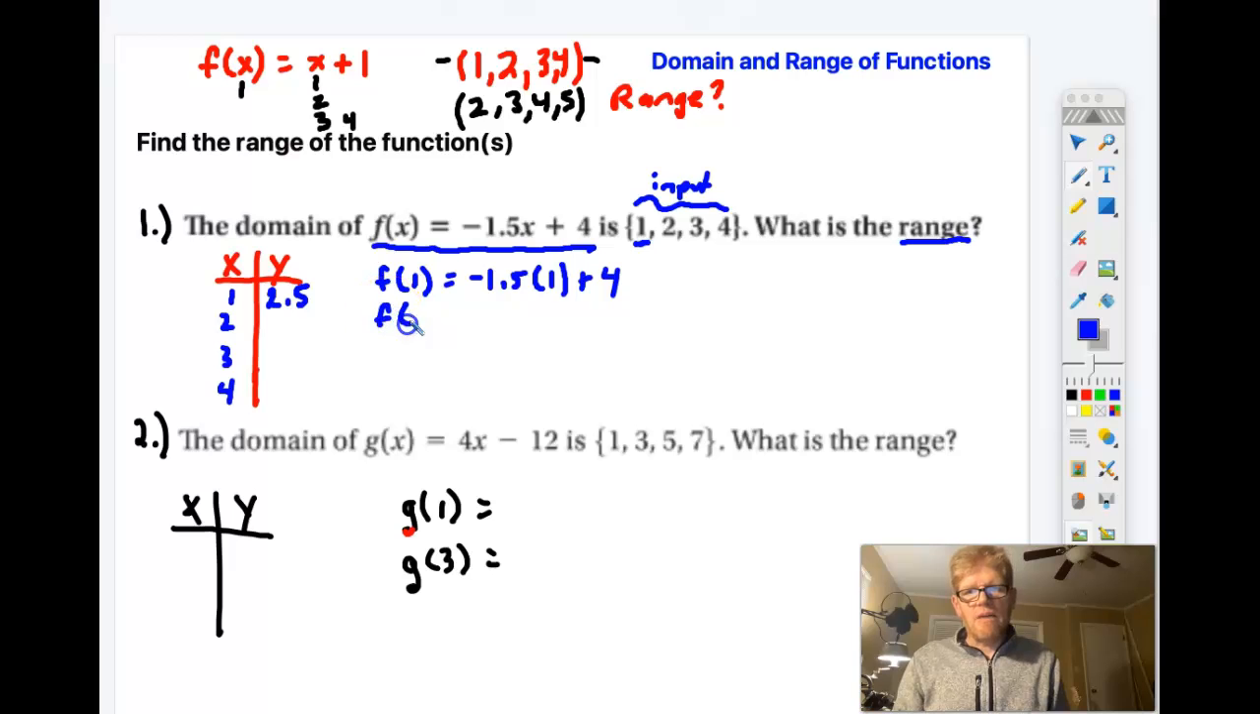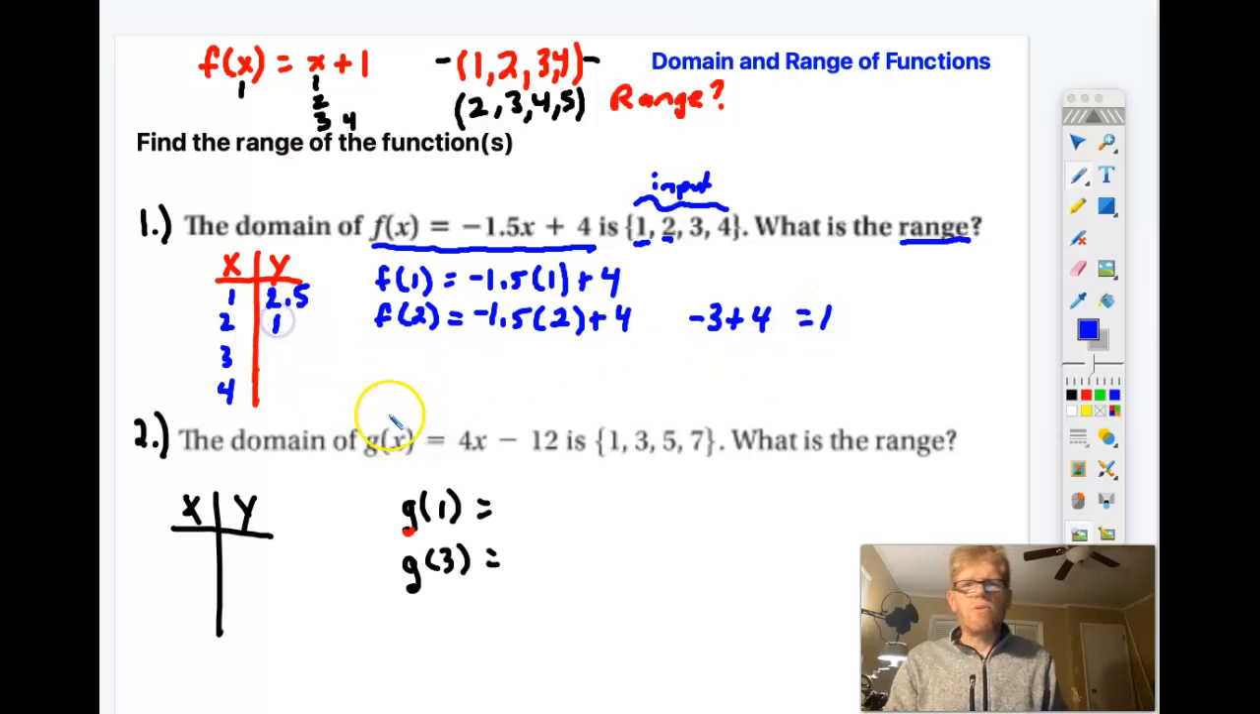And then we would do it again, f for a value of 2. We plug in the 2. It's going to be negative 1.5 times 2 plus 4. Well, negative 1.5 times 2 is negative 3. So negative 3 plus 4 is going to be equal to 1. So there's our 1. And then we'll evaluate again for 3.